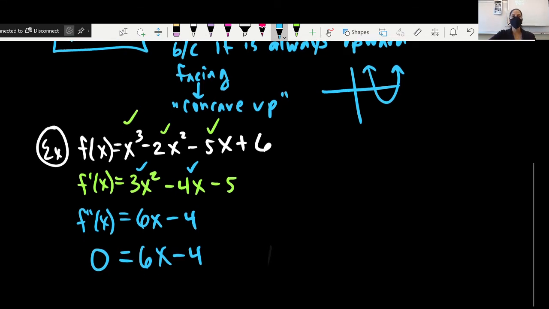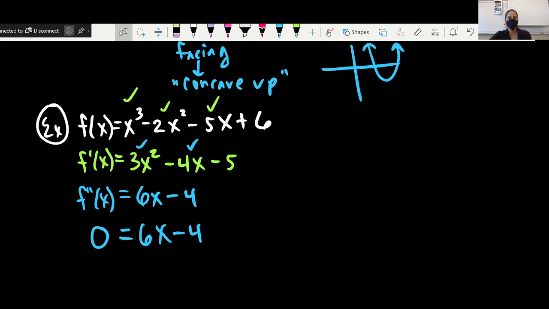And then we do the same thing that we always do, which is isolate for x so that we can solve it and find what x is actually going to be equal to. When I pull over this 4, I'd get 4 over 6, and I would simplify that. So I would see that my x value is equal to 2 over 3.